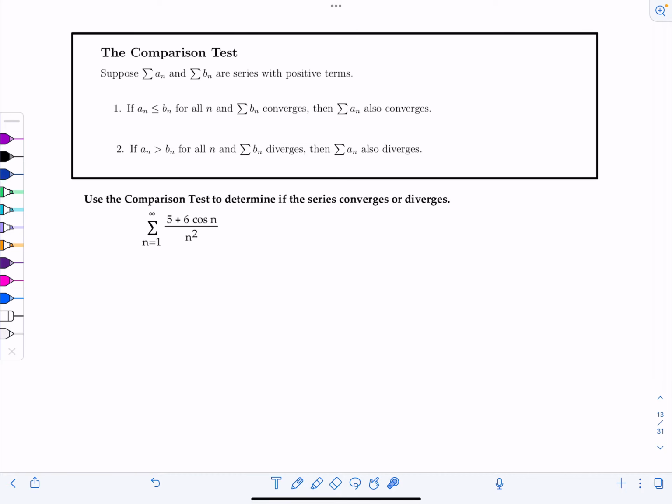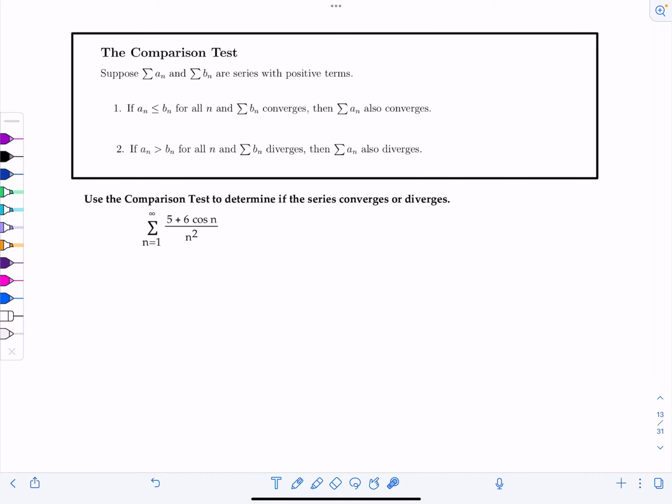So I'm just like, learn whichever one you want to learn and use it. But depending on your teacher, I don't know what's going on. So we'll do a direct comparison test. They don't usually say the word direct, but the other test is limit comparison test. So determine if the series converges or diverges. You kind of already have to know before you start whether you think it's going to converge or diverge, so you can show the correct inequality.